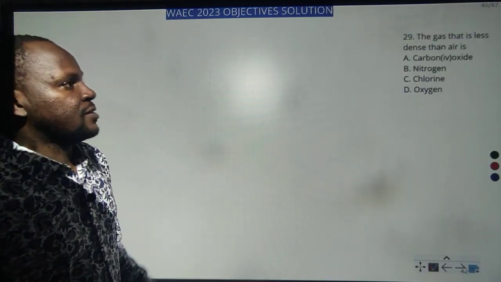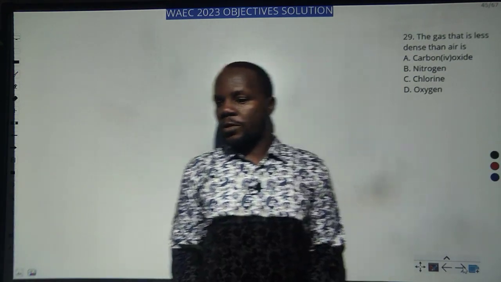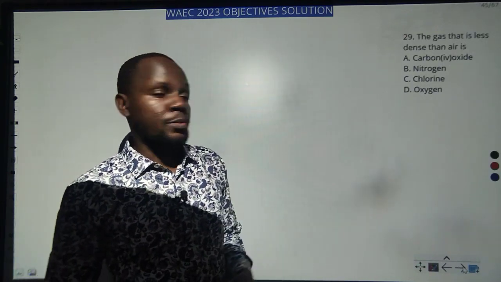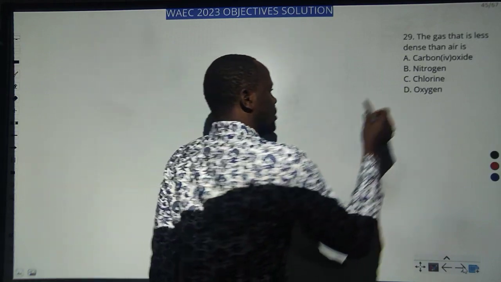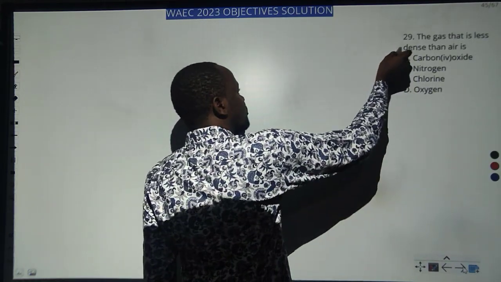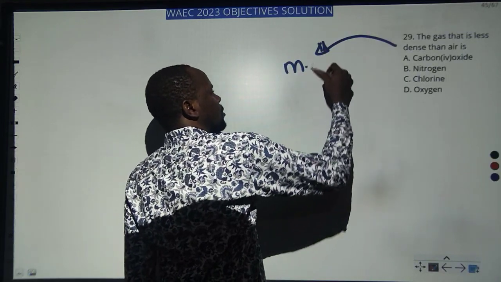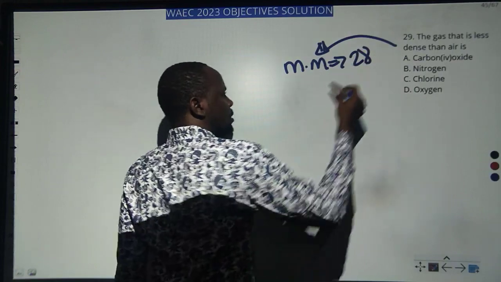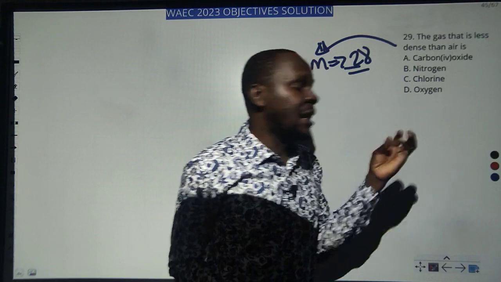29. Question 29 says the gas that is less dense than air is that. So if you focus on gases that are less dense than air, we look at the components of air. Air is a mixture of gases, but from calculation, the logic I always tell students is to just focus on the molar mass. If you consider the molar mass of air to be approximately 28, you start focusing on the one that is a little bit less dense.